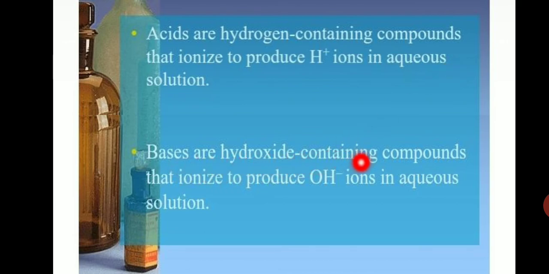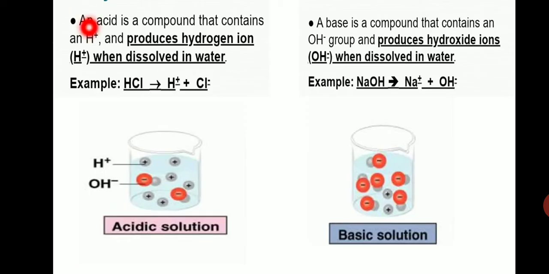Bases are hydroxide containing, OH minus, compounds that ionize to produce OH minus ions in aqueous solution. Acids produce H plus ion, bases produce OH minus ion. So an acid is a compound that contains H plus ion and a base is a compound containing OH minus ion. We call them H plus, that is hydrogen ion. It is produced only when they are dissolved in water. Bases produce OH minus ion when they dissolve in water.